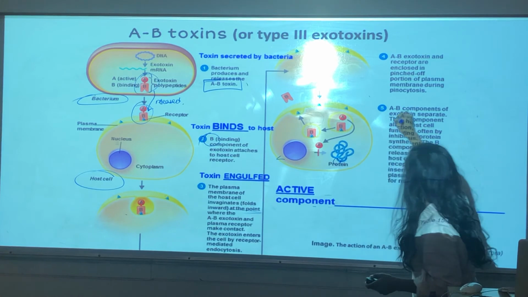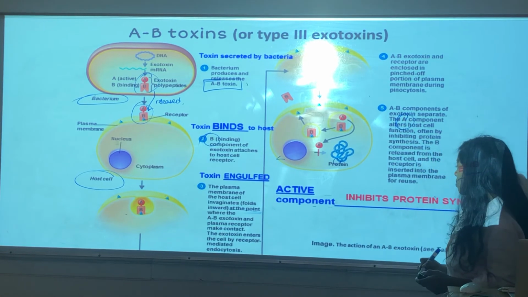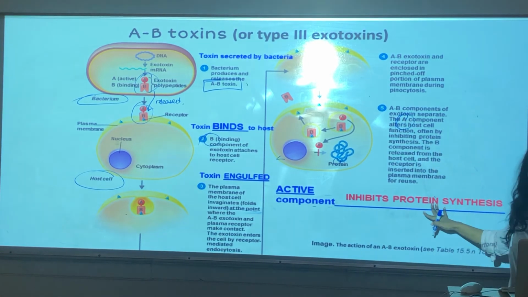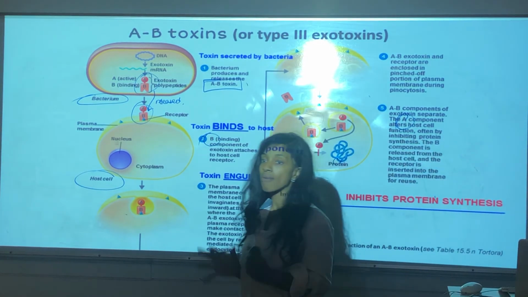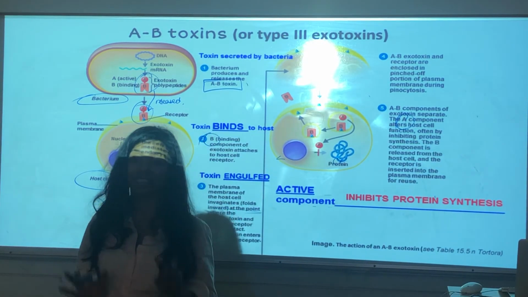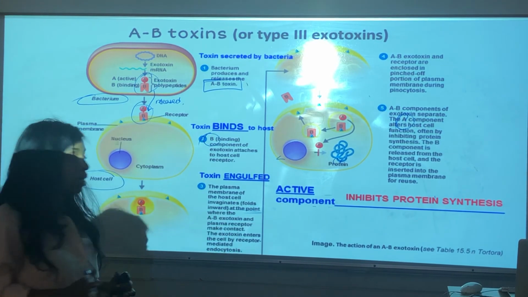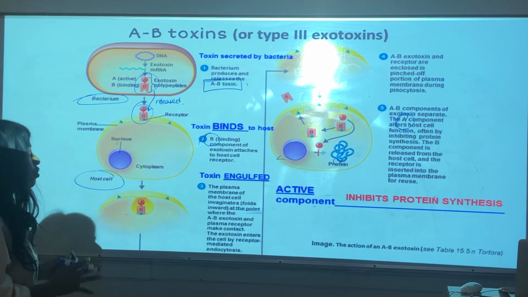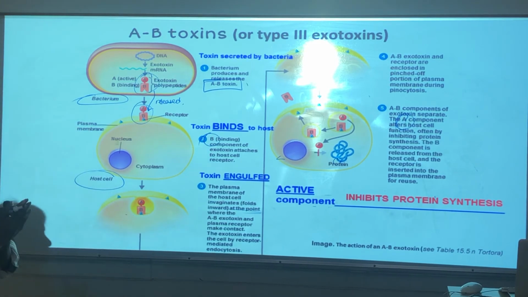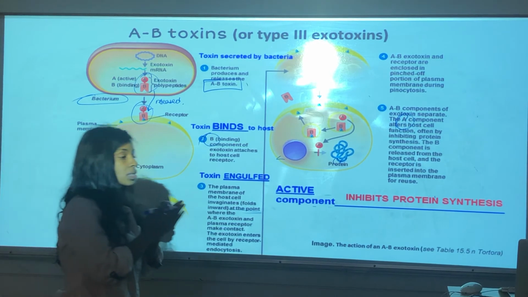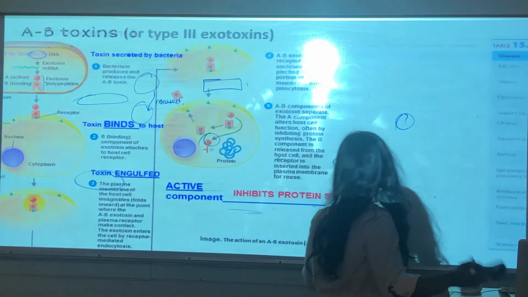They engulf this toxin, it comes inside of the host cell, and as a result, the A, or active, component is going to inhibit protein synthesis. So it will block protein synthesis inside of the host cell, and the host cell is harmed. Remember, proteins are the functional component of the cell. If they are not making proteins properly, the cell is not going to be functional.